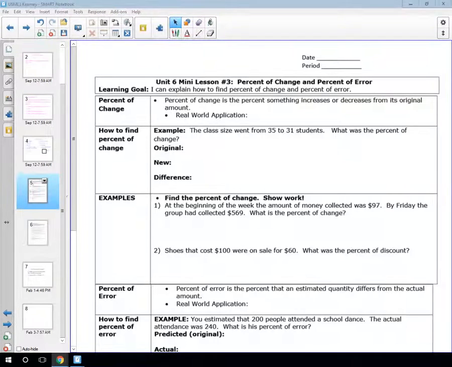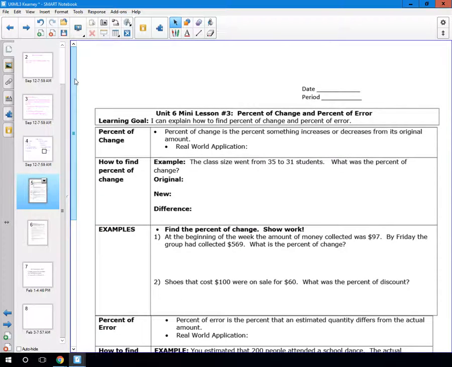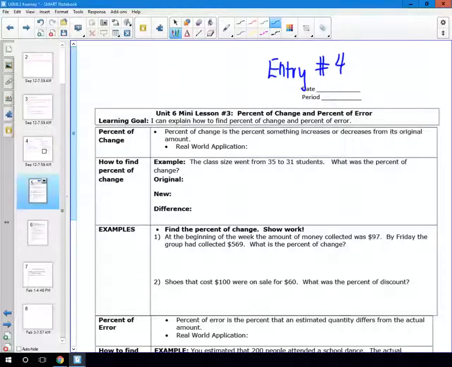So take just a moment and go ahead and write at the top of your mini lesson that this is entry number 4. And if you haven't already, you probably at some point need to go ahead and update your table of contents. So this is entry number 4. Let me update that on mine. Okay? And go ahead and read your learning goals so you know what you want to learn by the end of today.